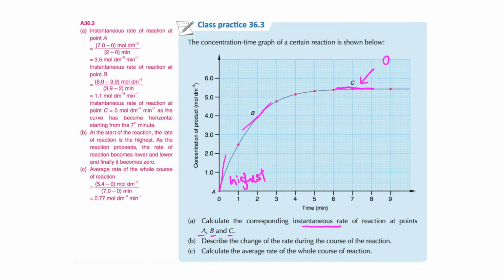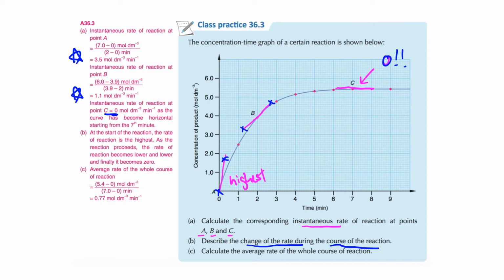So you just find 2 points here. Say for example, roughly this point and this point. Using these 2 points, you can find the instantaneous rate. And then for B, you can have a point here and a point here, then you can find the instantaneous rate as well. So the calculation will be like this. For point C, it will be 0. Just now we mentioned this one has to be 0.